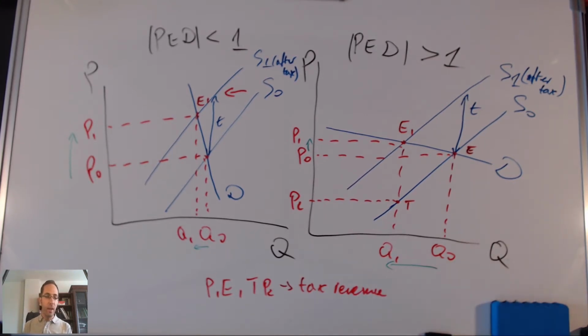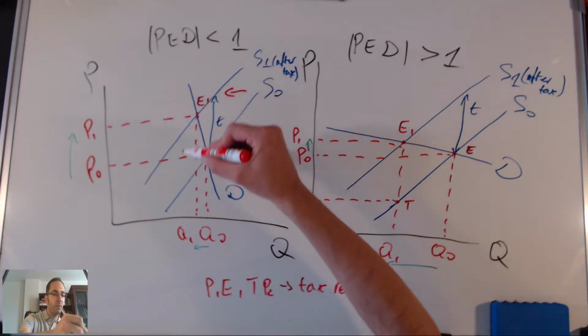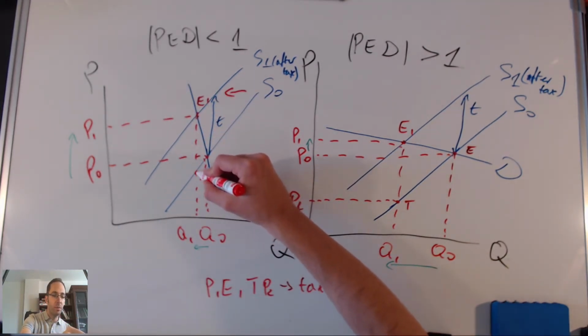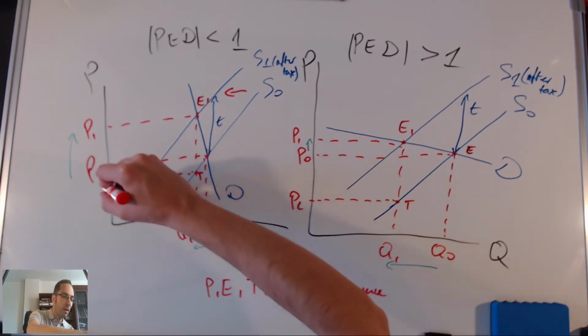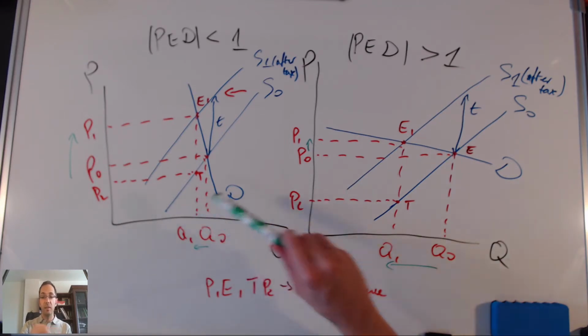for the government, and the corresponding tax revenue on this diagram would be P1, E1, we said this point is point T, and this would be P2. So in both cases, this is the tax revenue. What usually happens is the government would be more efficient at collecting taxes whenever they tax goods with inelastic demand, simply because the consumers would still buy this product. And as a result, the tax revenue would be greater in this case than in this case.